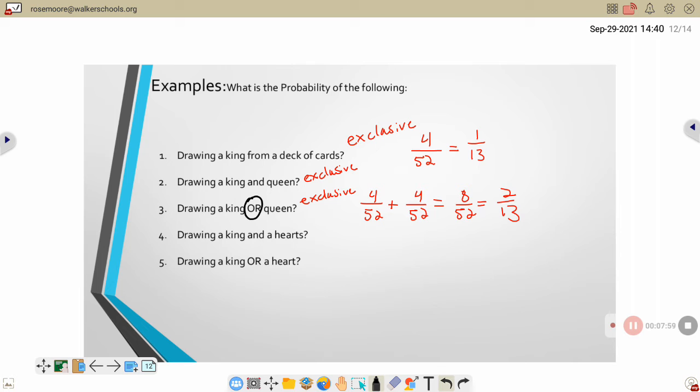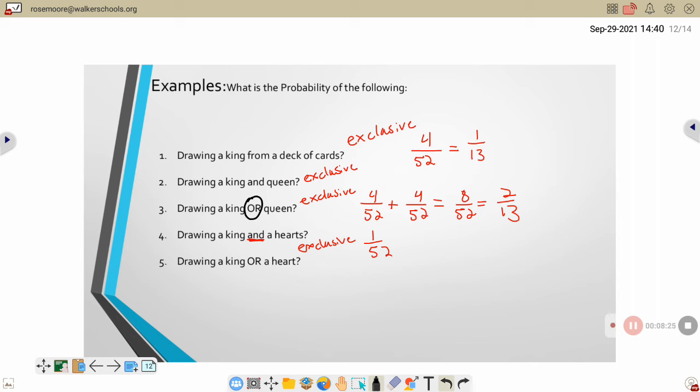Okay? Now this one is pretty neat, drawing a king and a heart at the same time. So this one is also exclusive. I know, tricky. Okay? Because we have 4 kings, but only one of them is a king and a heart. How many of them are king and a heart? Only 1 king of hearts, so 1 out of 52.